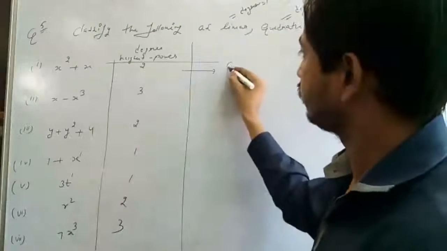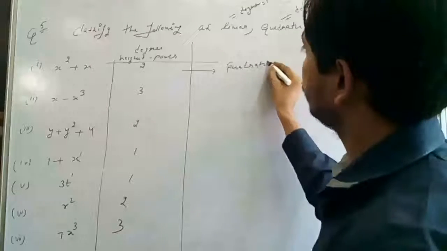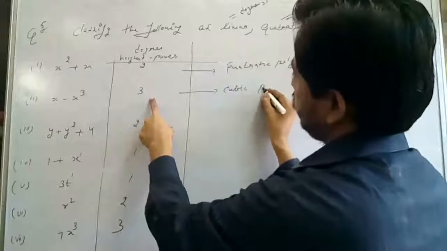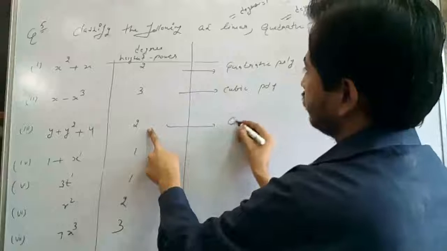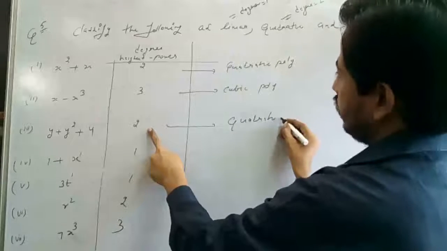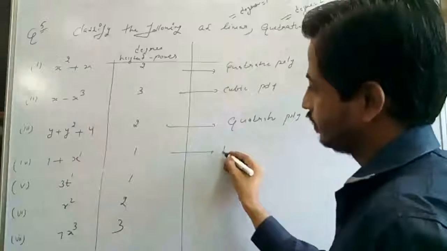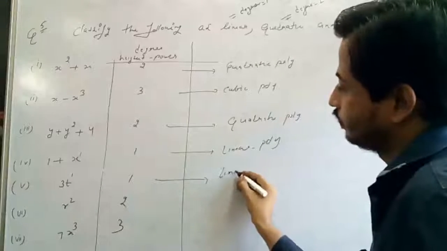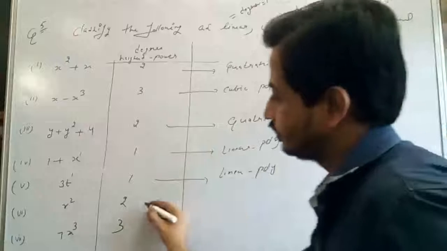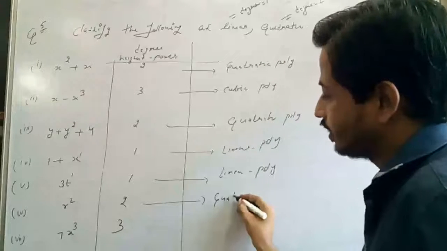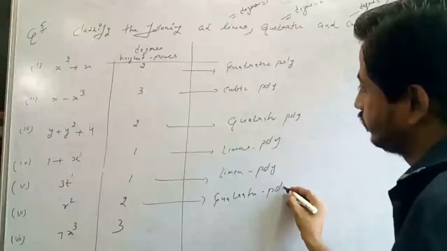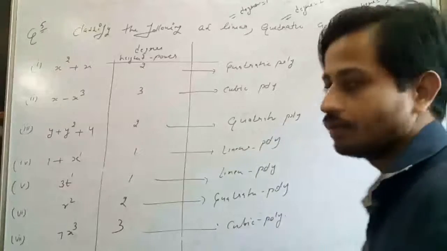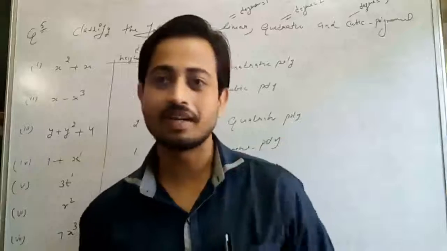So this is your quadratic polynomial. This one is your cubic polynomial. This is again a quadratic polynomial. This one is your linear polynomial. This one is again your linear polynomial. This one is again a quadratic polynomial. And this one is your cubic polynomial. It's very easy. So please make a note first.